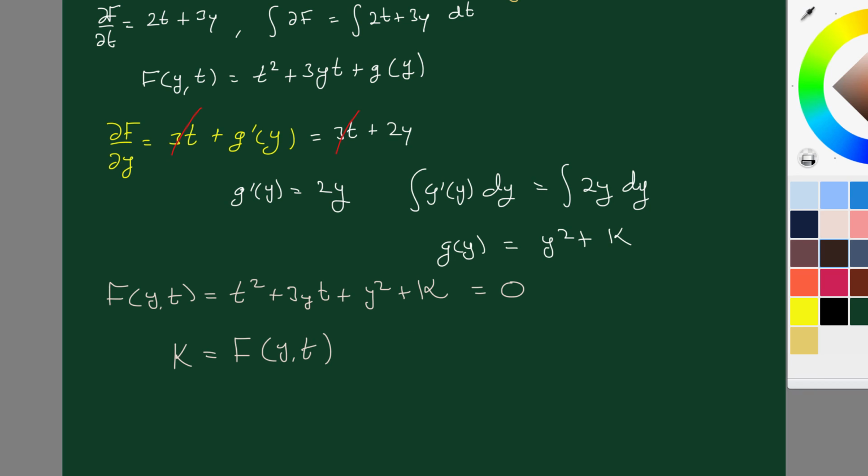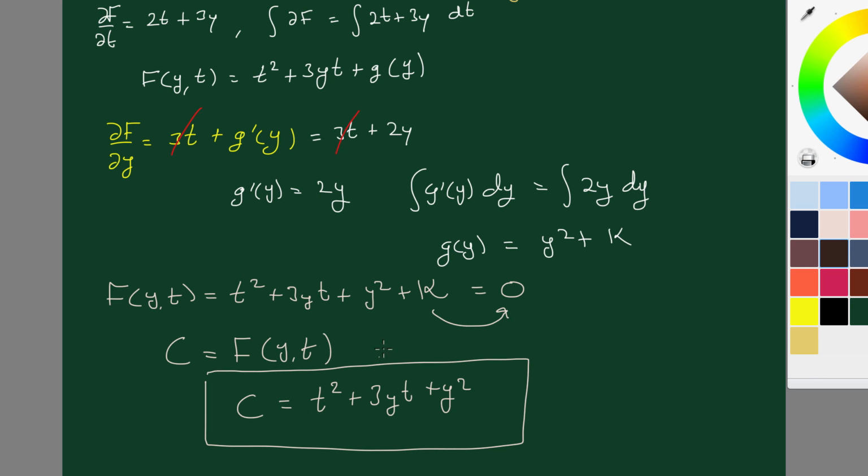So, let's not be too picky. We could just call it c. After we move the k over here, we can call it c. And then we would have c is equal to f of y comma t, which means c is equal to t squared plus 3yt plus y squared, which is the same form as this over here: c, the constant, is equal to some function of y comma t.